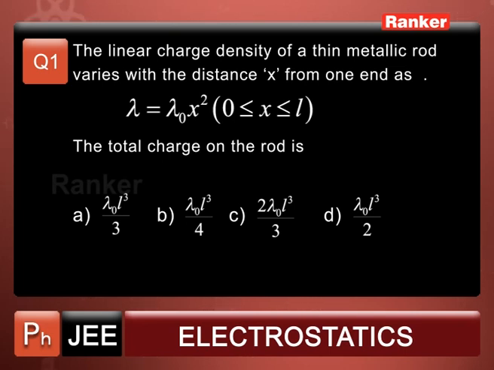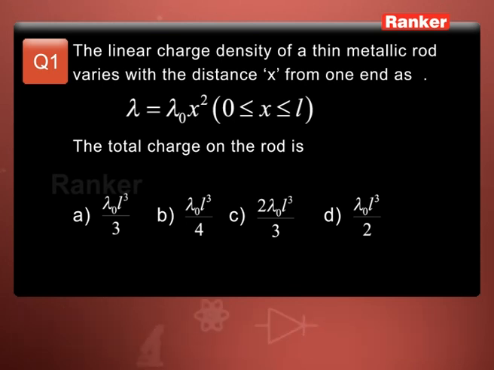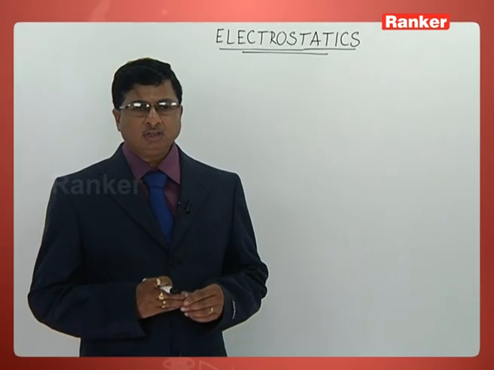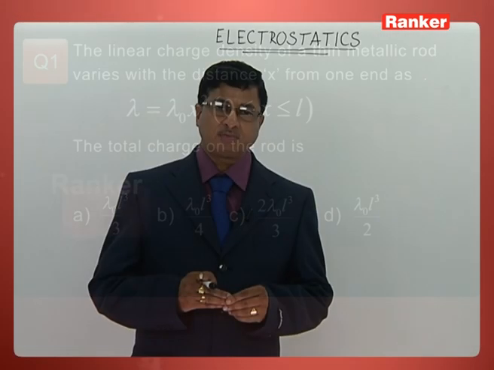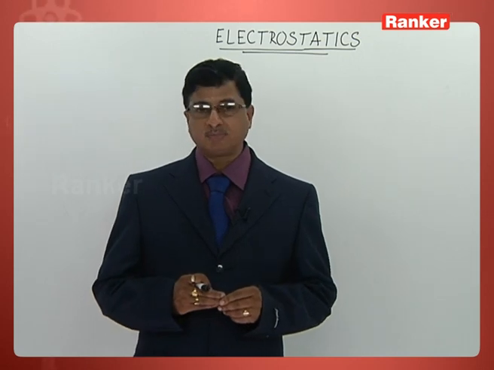That is question 1. And of course, options are given this way. First option is lambda naught L cube by 3. Second option is lambda naught L cube by 4. Third option is 2 lambda naught L cube by 3. And fourth option is lambda naught L cube by 2. The correct option for this one is the first option, that is A, lambda naught L cube by 3. How come that be the case?